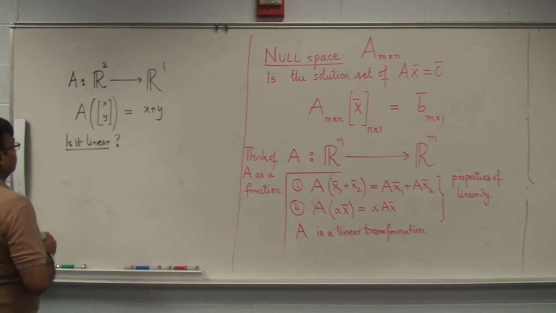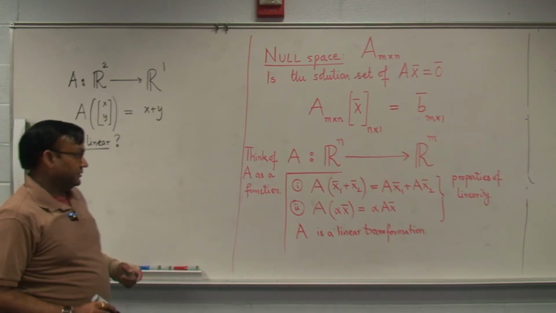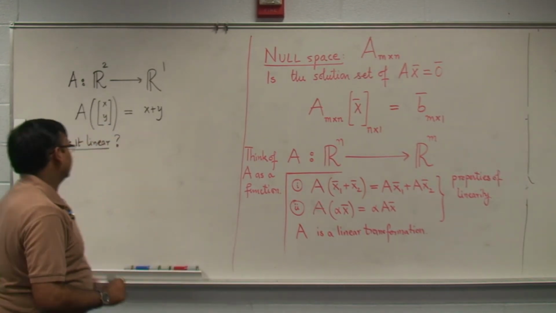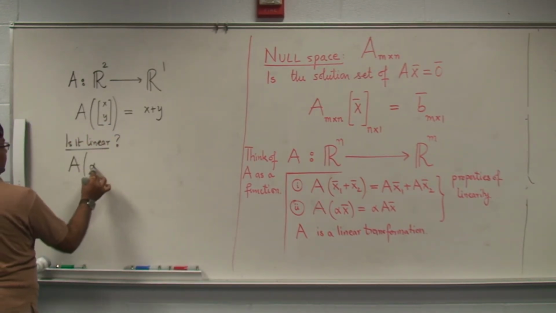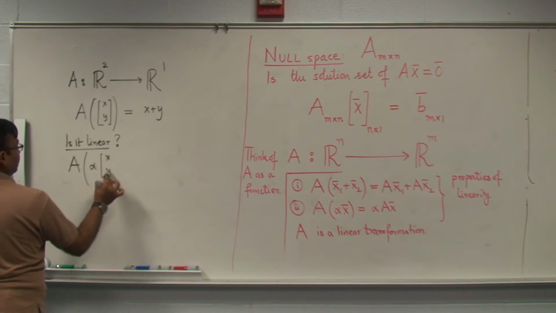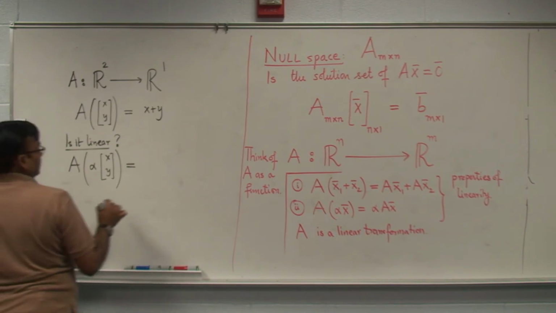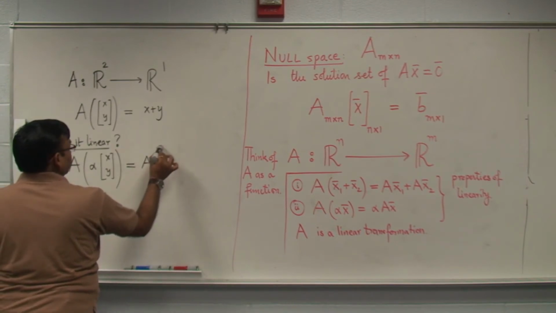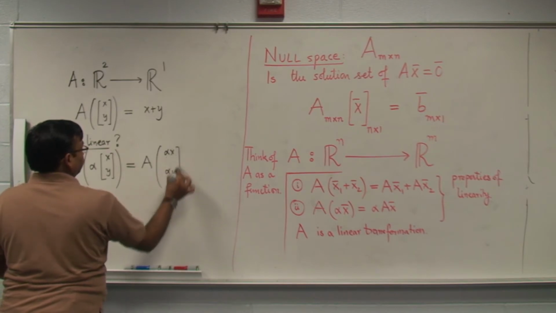Well, we don't know. We'll see. I'll verify one of these two properties. Let me verify the second property this time, just to show you how things are done. So if I scale my vector, apply my function A on it, and see what happens. So this is alpha x, alpha y.